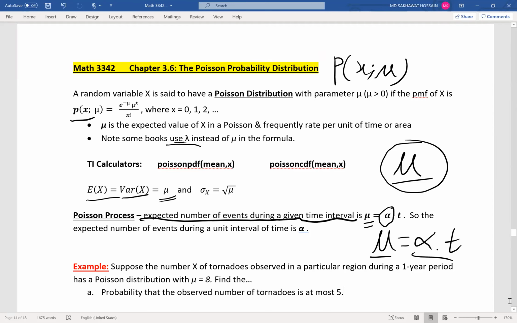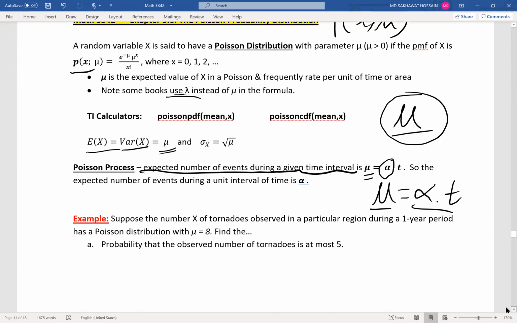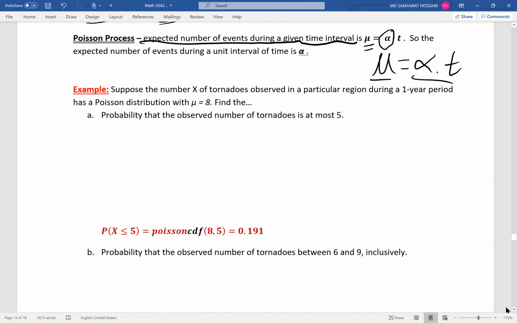Okay, the first example is, suppose the number x of tornadoes observed in a particular region during a 1 year period has a Poisson distribution with mean mu equal to 8. So we are given x is a random variable that follows a Poisson distribution, and mu is also given, which is 8. Now we have to find the probability that the observed number of tornadoes is at most 5. So that means the maximum number of tornadoes is 5.